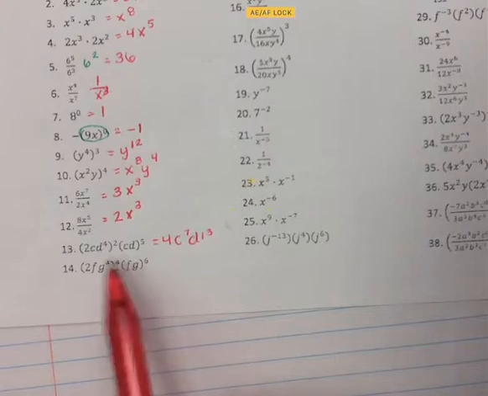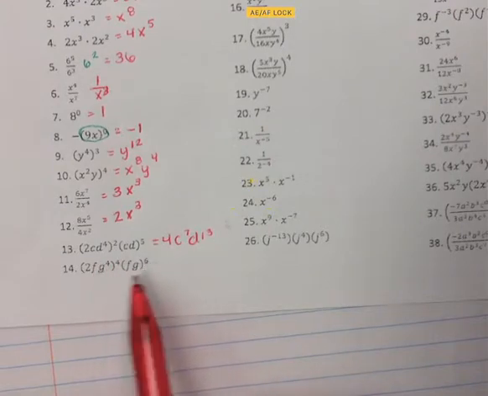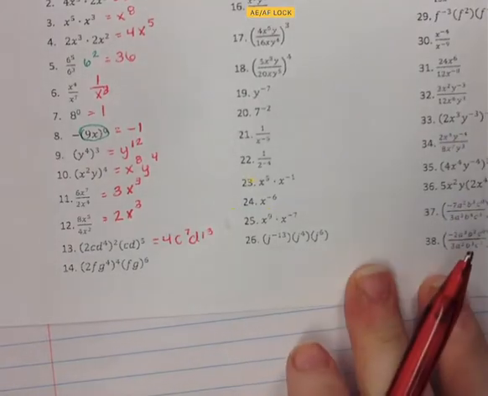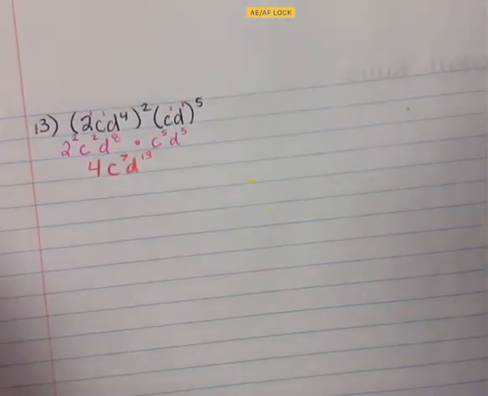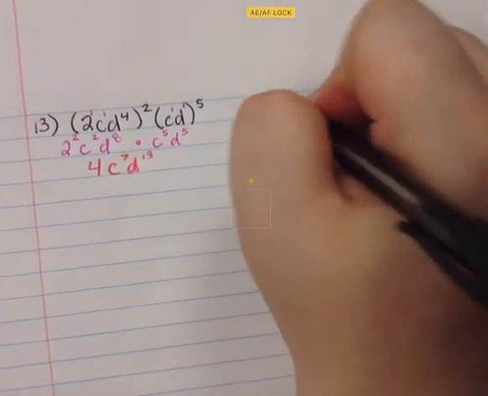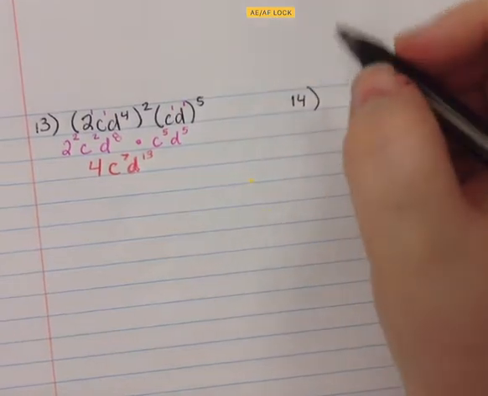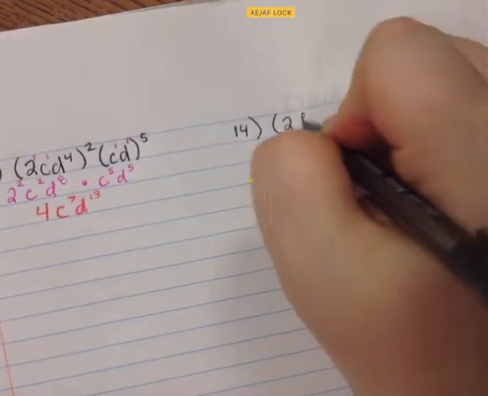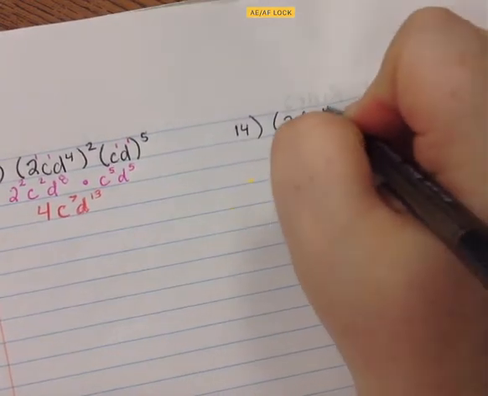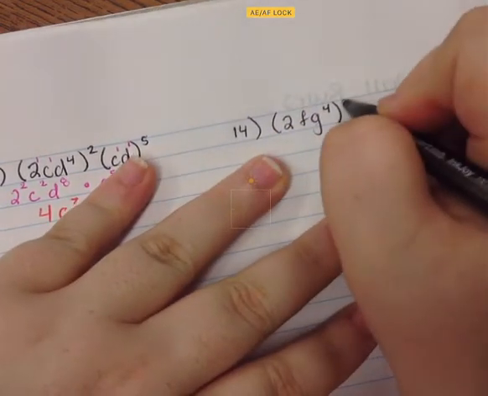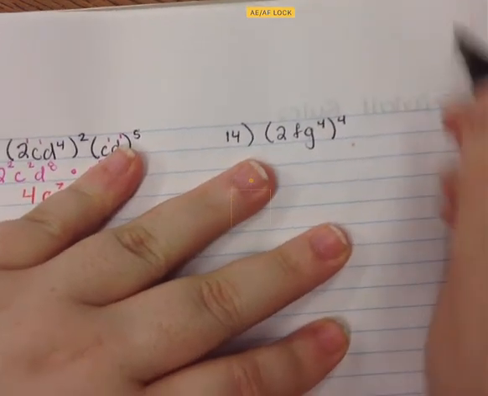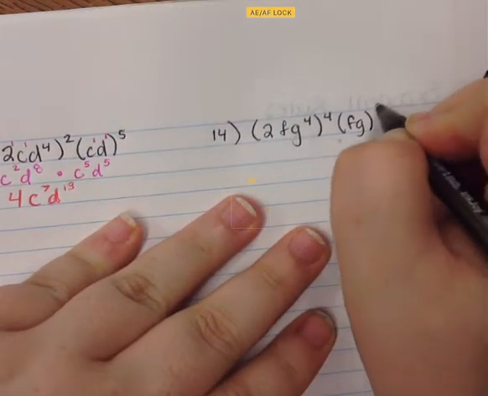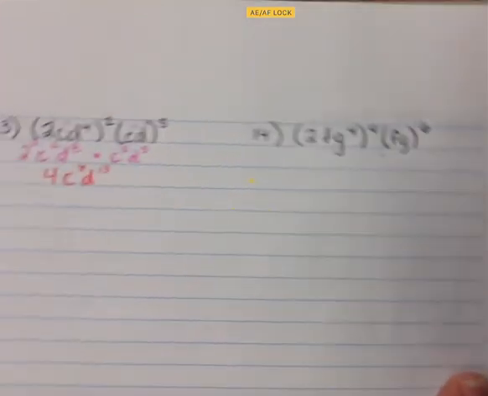Number 14 looks very like number 13, so I'm probably not going to have enough room on here, so I'm going to write number 14 down on my paper as well. So number 14, I'm just going to write it beside here. 14 is parentheses 2f g to the 4th, close parentheses, raised to the 4th power, times parentheses f g parentheses raised to the 6th power.